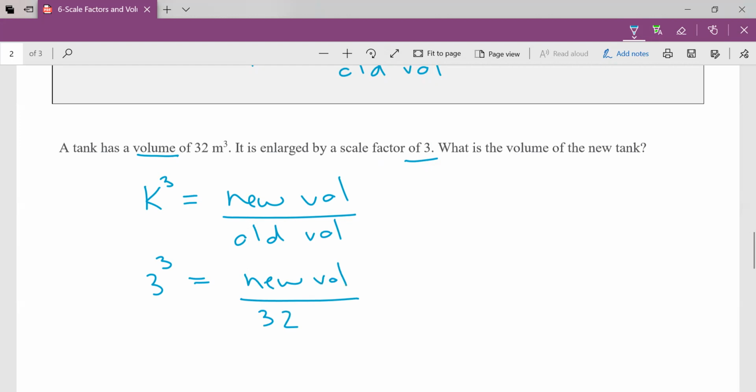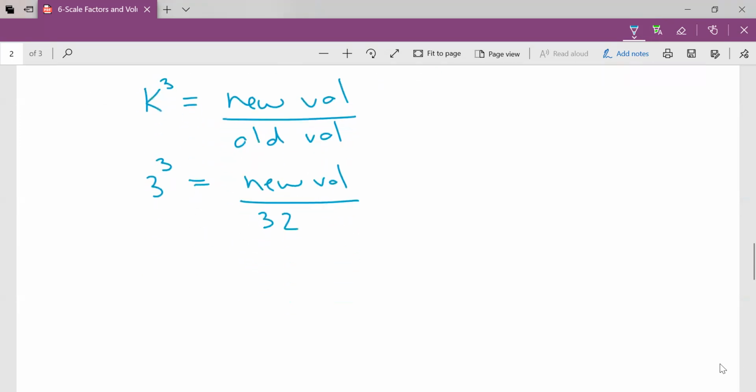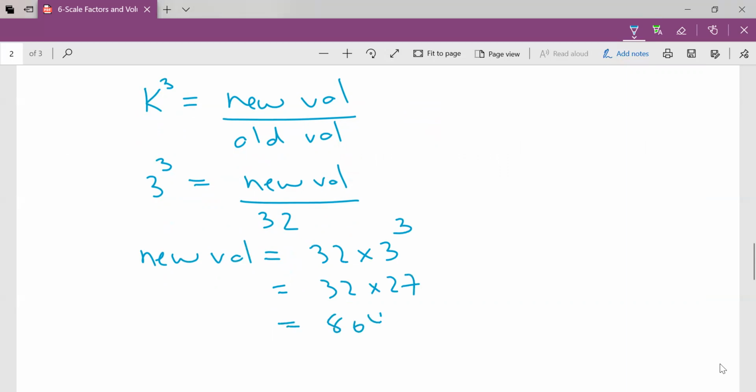So what's our new volume? Well, all we're going to do at this point is multiply both sides by 32. And 3 cubed is 27. So what we're going to end up with is a new volume of 864 meters cubed. There it is, friends. So again, if we know this formula, these are actually rather easy questions, I think. Okay, let's try one more.